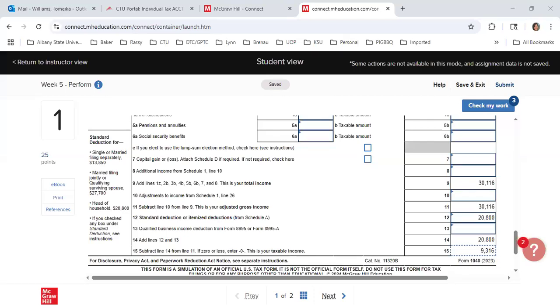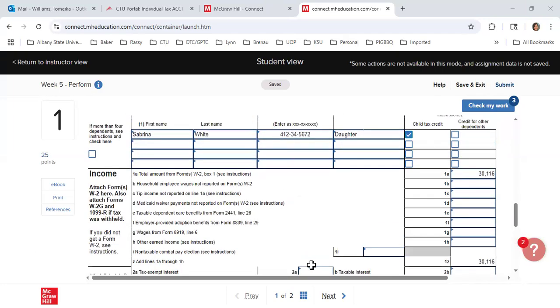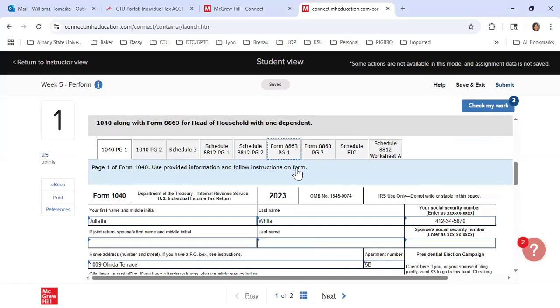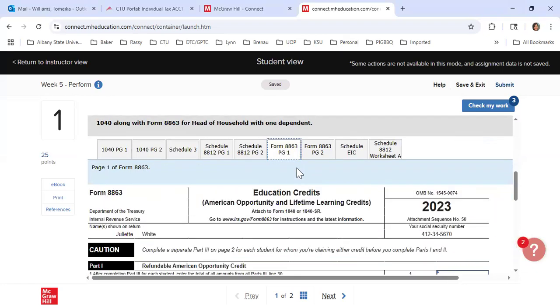All right, so now that we have this, we're going to go all the way to form 8863, page 1. Instead of us going to page 2 of 1040, let's start here, because a lot of the information from these forms has to go on that page 1040, page 2. So let's just start at 8863, page 1.